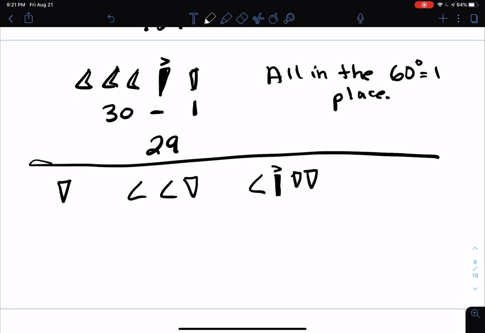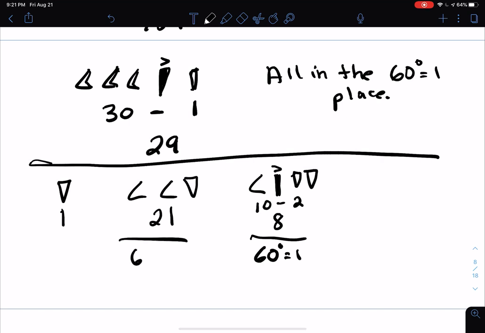You have thin wedge here is 1. 2 thick wedges and a thin wedge is 21. Then thick wedge minus 2 thin wedges is 8. But this 8 is in the 60 to the 0 or 1's place. The 21 is in the 60 to the 1st or 60's place. And the 1 is in the 60 squared or 3600's place.